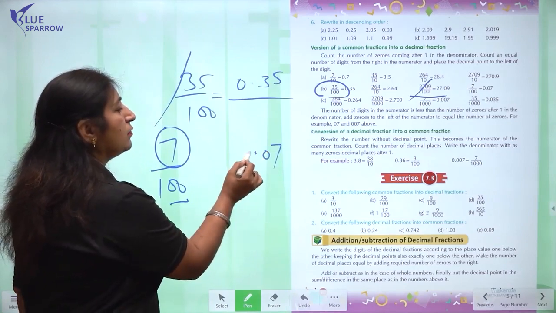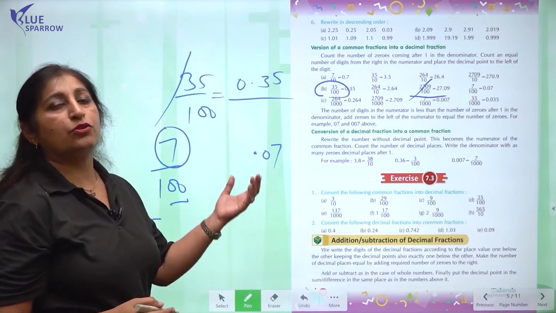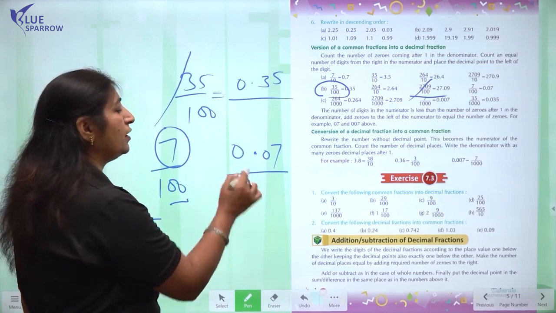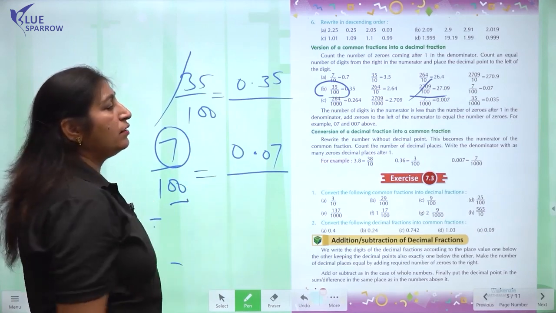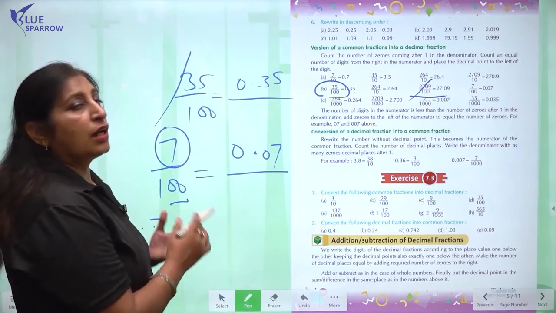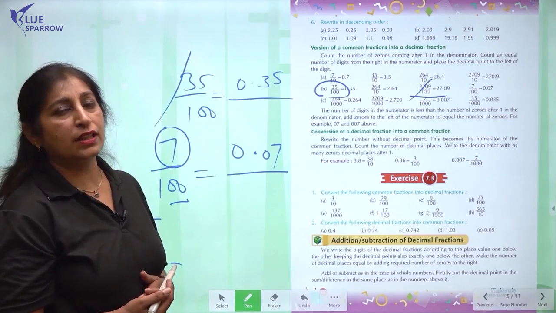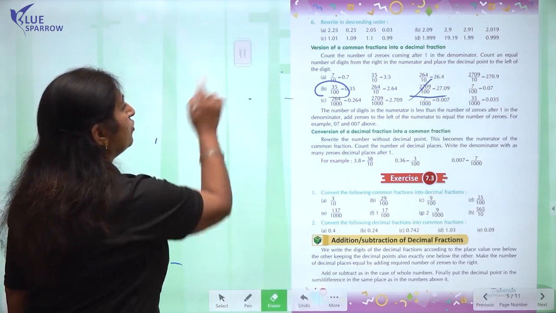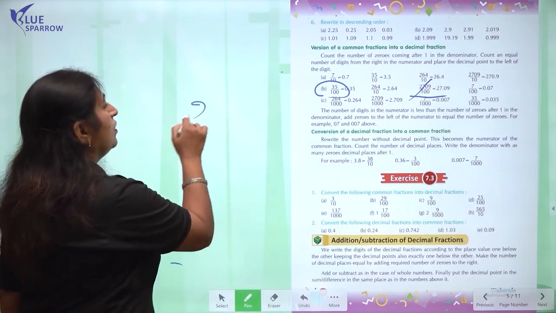And after putting a decimal, you know that there is no digit left, so you can again put a 0 over here and the answer would be 0.07. Now if there is 1000 in the denominator, suppose the number is 264 upon 1000.